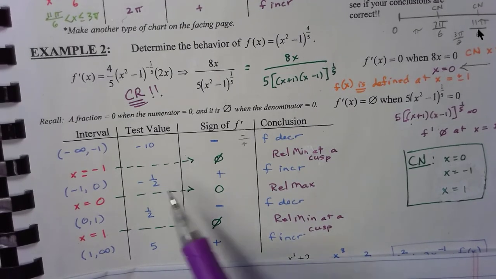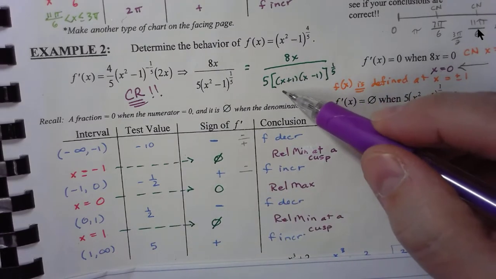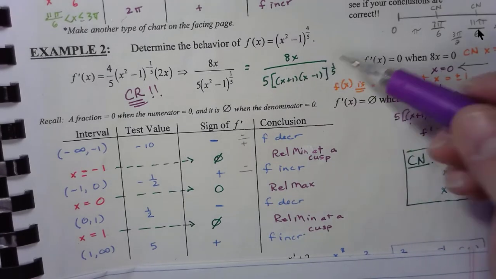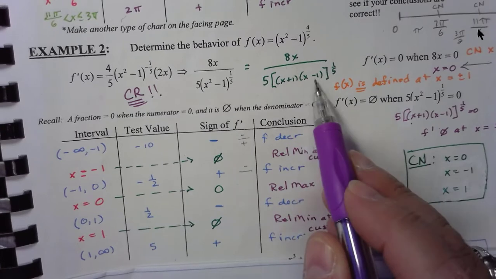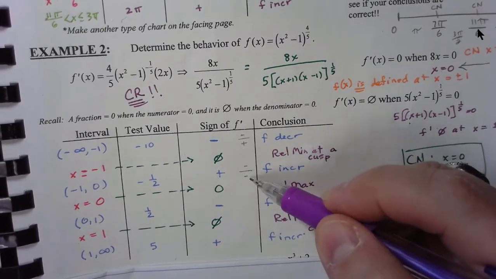So let's look at negative 1/2. Again, the numerator is going to be negative. The denominator, negative 1/2, makes this factor positive, makes this factor negative. So I have the 5th root of a negative quantity, which is negative, times that positive is negative. And a negative over negative is positive.